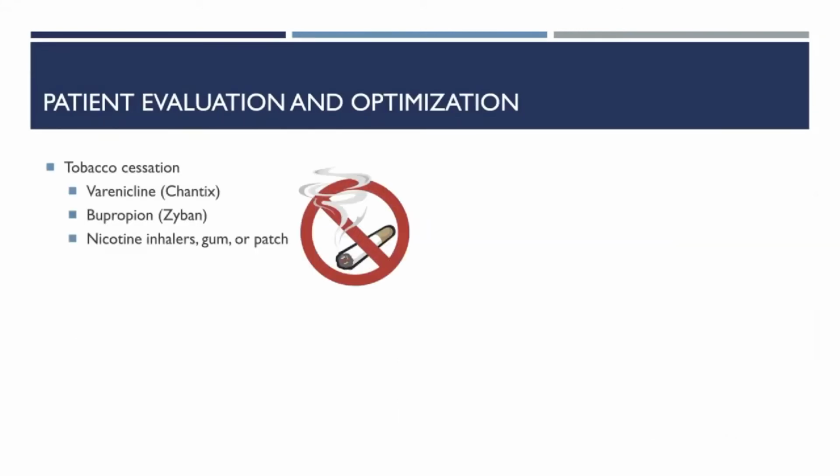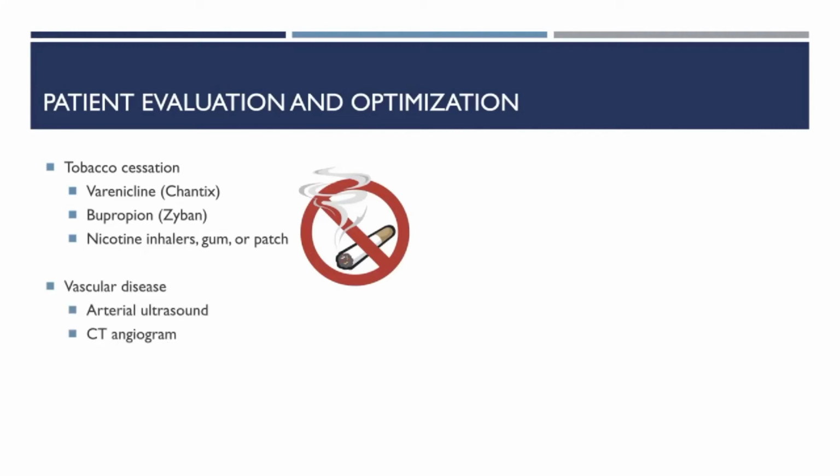Preoperative patient evaluation and optimization. Tobacco cessation is very important. Varenicline and bupropion are 2 prescription medicines that can help. Although suboptimal, but still better than smoking, nicotine inhalers, gum, and patches are also available.